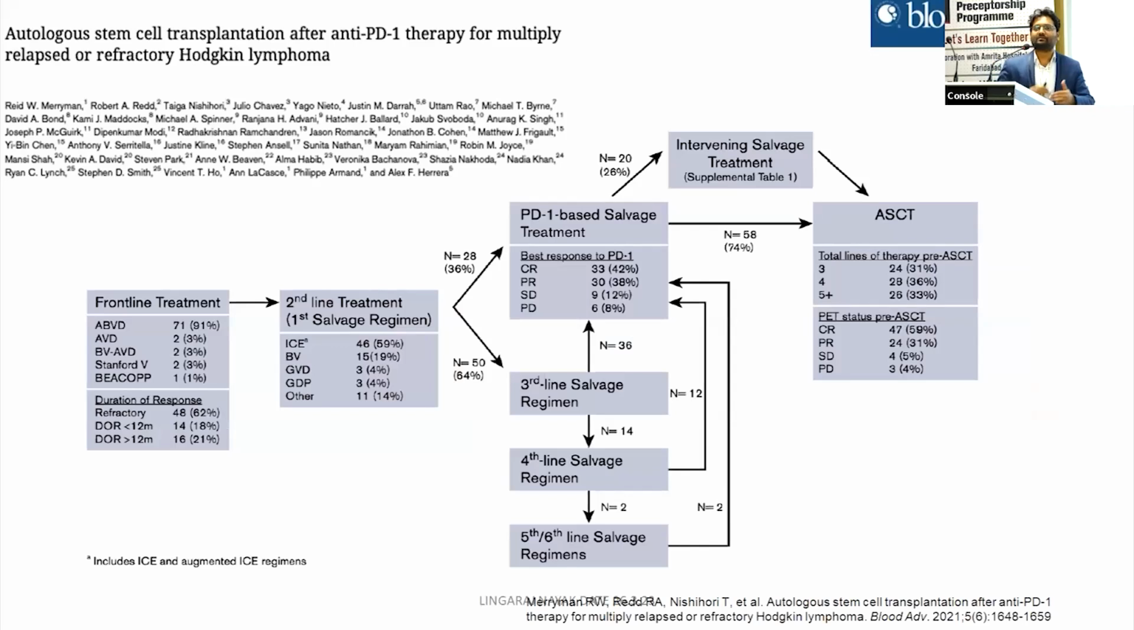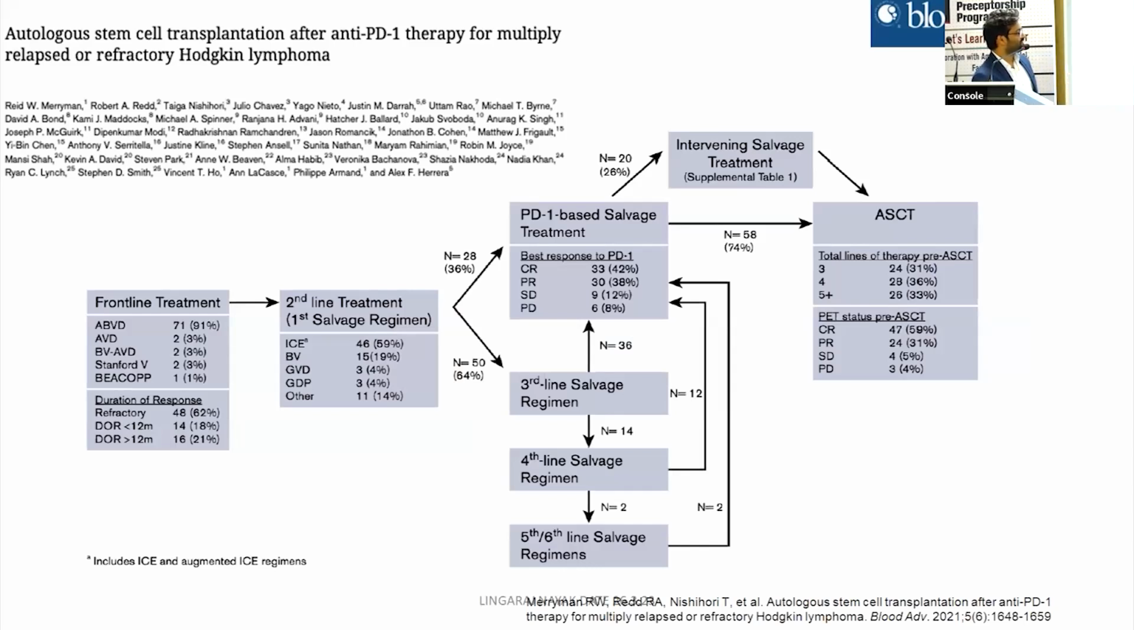Now what happened is that when you use novel agents, immunotherapy, early on in the relapse setting, you have this notion that probably a patient who received a novel agent or immunotherapy should get an allo transplant. So is there any data on doing an auto transplant after immunotherapy in Hodgkin? This is data from multiple US centers.